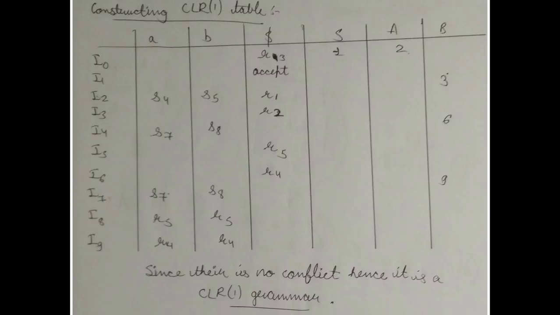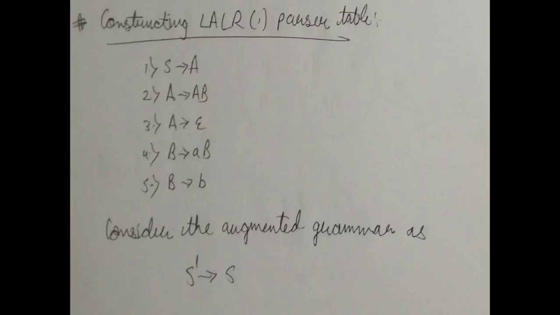Moving on, we see that after the construction of the LR1 parsing table, there are no multiple entries in the same column. Thus there is no conflict, hence it is an LR1 grammar. Moving on, we construct the LALR1 parsing table for the same.